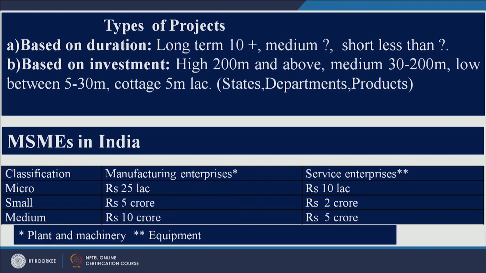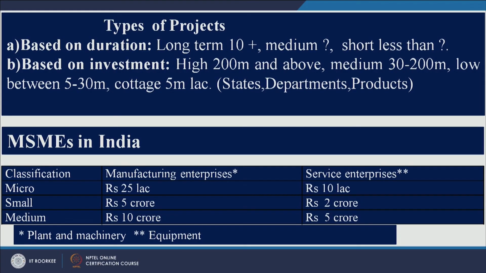Projects can be divided on the basis of investment also. You can have high investment, medium investment, and low investment projects. And this investment depends on state government to state government, product to product, department to department. In fact, the MSME sector in India has been classified into two types of enterprises: manufacturing enterprises and service sector enterprises.